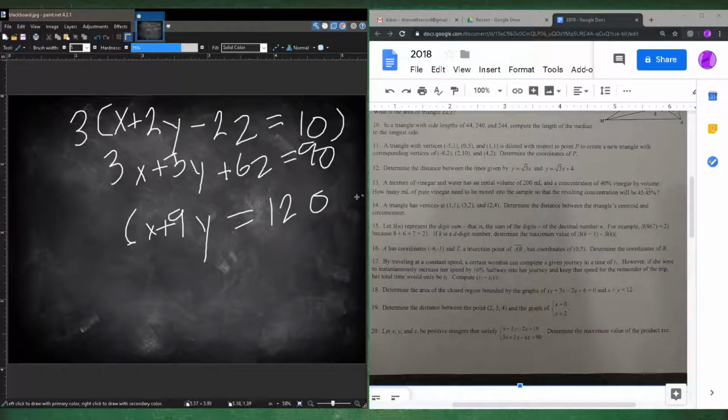Okay. So they're all multiples of 3, so divide by 3. This is 2x, this is 3y, and this is 40. So we have 2x plus 3y is equal to 40. Okay.